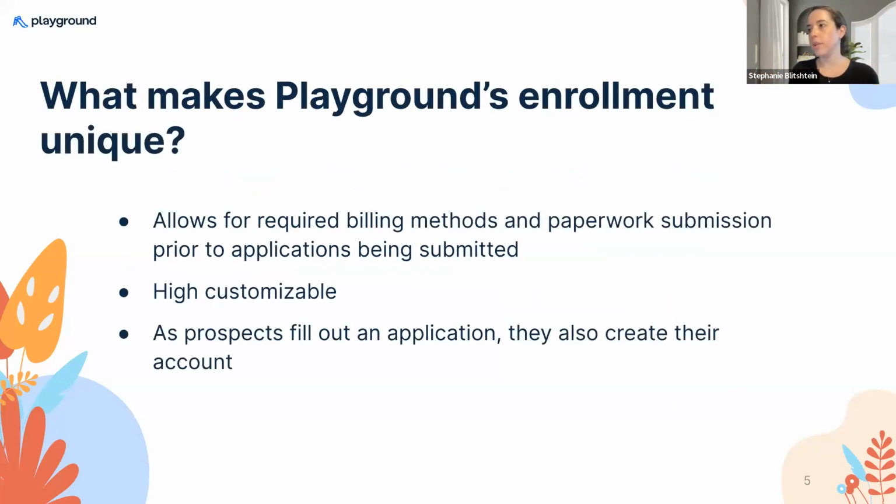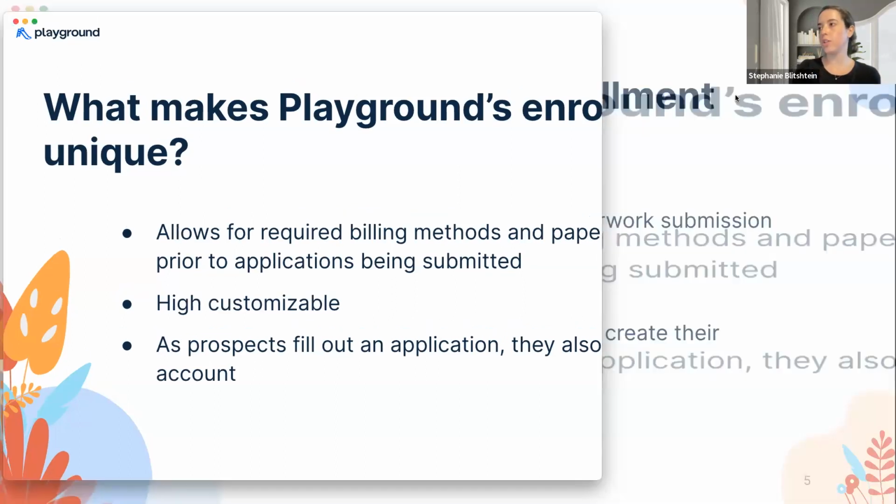What makes our enrollment unique? It allows parents to submit their payment methods, their paperwork, and select what plans they want to apply for upfront. It's very customizable. You'll see that every single school's enrollment can be completely unique, and that is all created within Playground. As prospects fill out an application, they also create an account, so once you accept them, they're immediately a student in Playground, and you don't have to chase any parents to create accounts. So I'm going to switch over to the Playground Demo School, and we'll be working on the Enrollment tab.